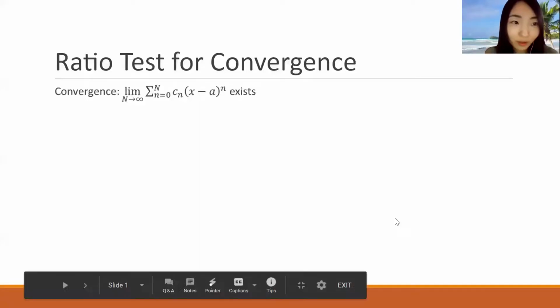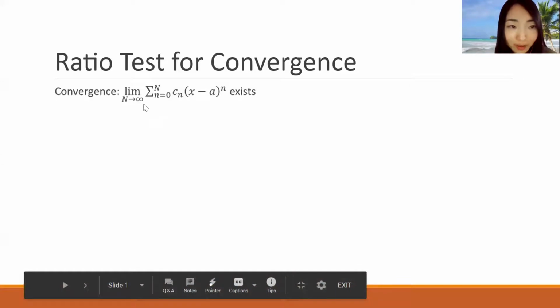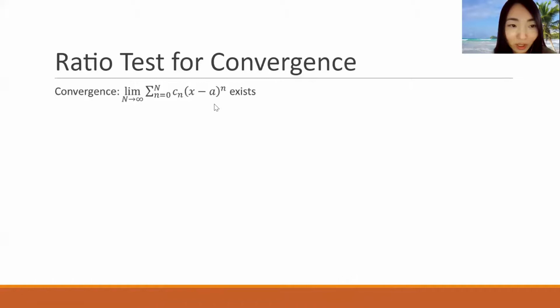In this video, we're going to talk about how to use ratio tests to find out if a power series is convergent or not. It will also find the radius of convergence and the interval of convergence in one shot. First, let's remind ourselves what it means for a power series to converge. We want the limit, when big N goes to infinity, of the summation to exist.